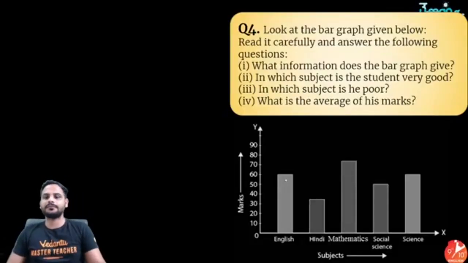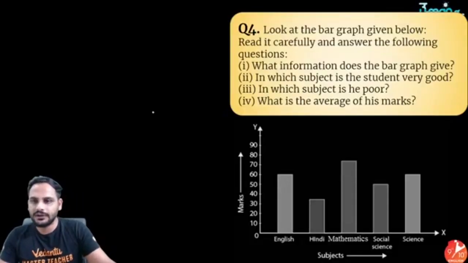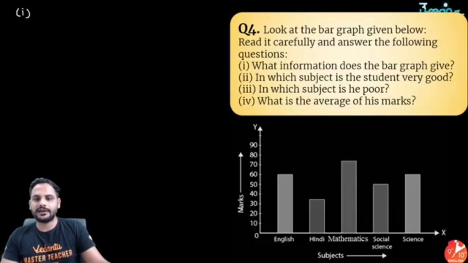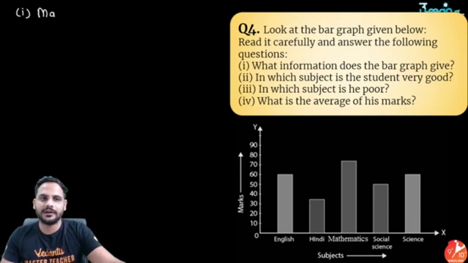Next question. Look at the bar graph given below, read it carefully and answer the following. First question: which information does the bar graph give? You can clearly see this is showing the marks, this is showing the subjects. So I can clearly say it is showing marks obtained in 5 different subjects.